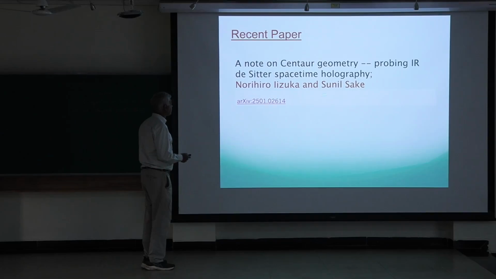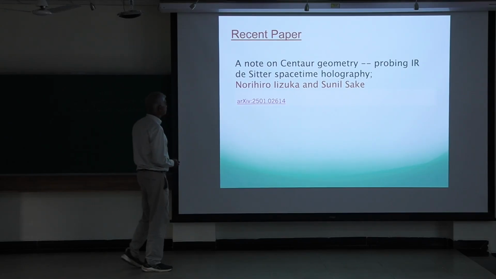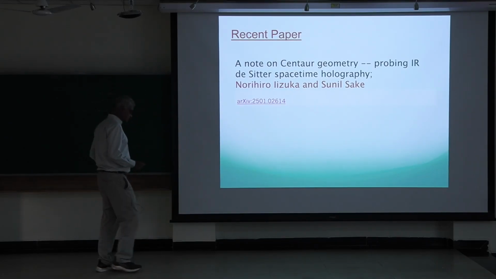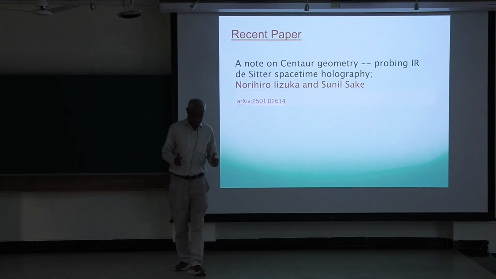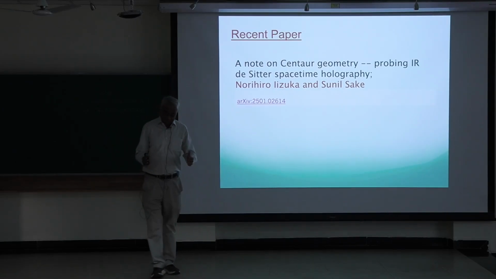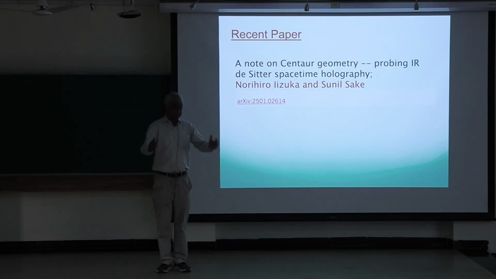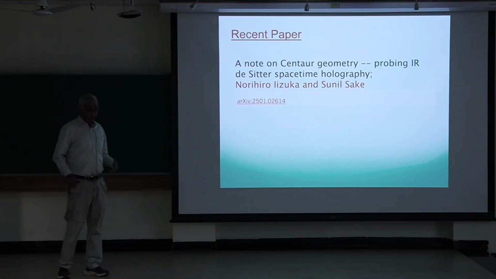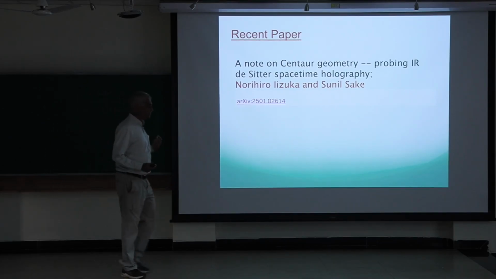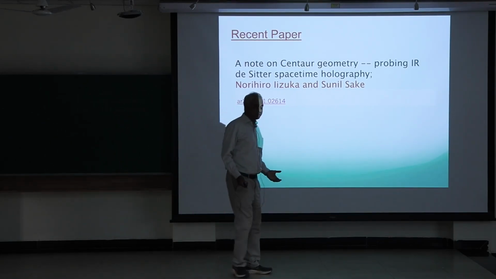A paper appeared around the same time as ours. We tried to coordinate, and that's by Norihiro Izuka and Sunil Sake. And what that tries to do is, in deSitter, in 2 dimensions, you can have this situation which is actually not allowed by various energy conditions in higher dimensions, which is you can have a bubble of deSitter 2, okay, which asymptotically is anti-deSitter.